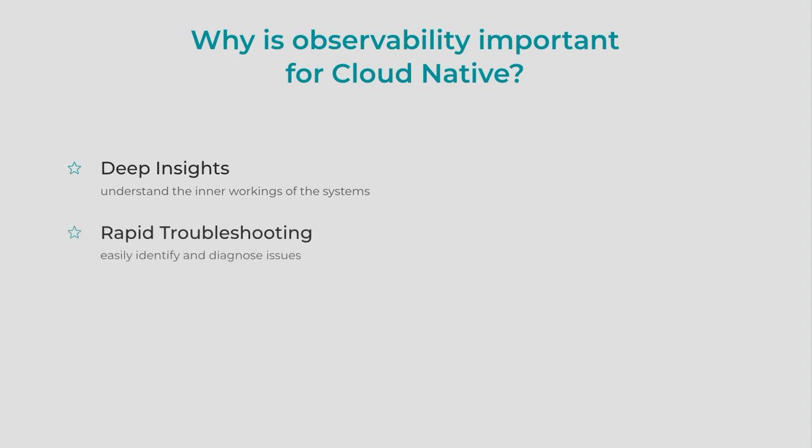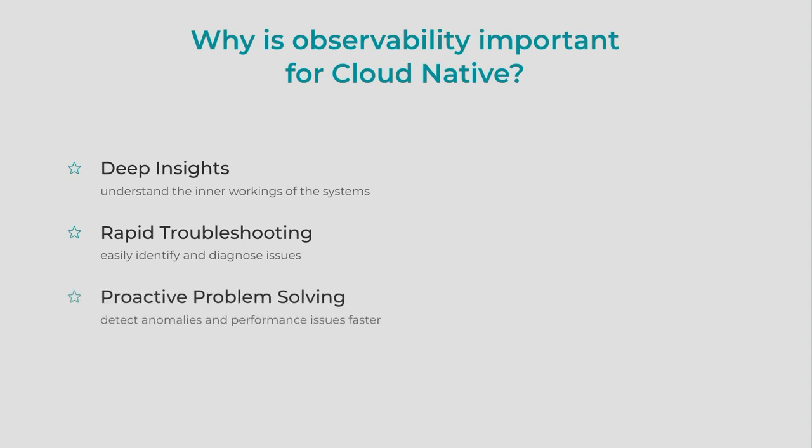Next is rapid troubleshooting. With observability, teams can quickly identify and diagnose issues, thus reducing the mean time to resolution for crucial issues in cloud-native environments, because issues can arise from different components.